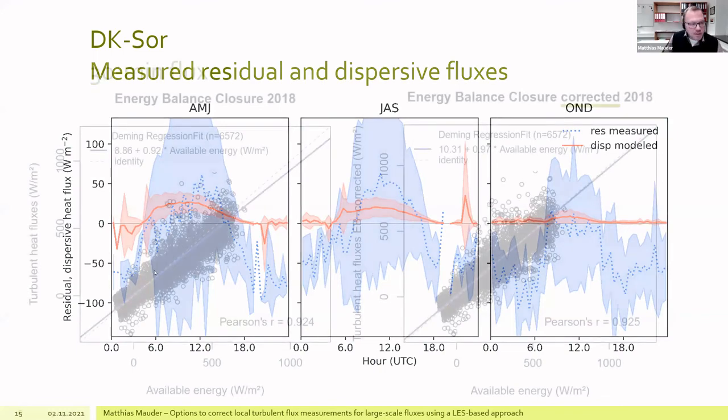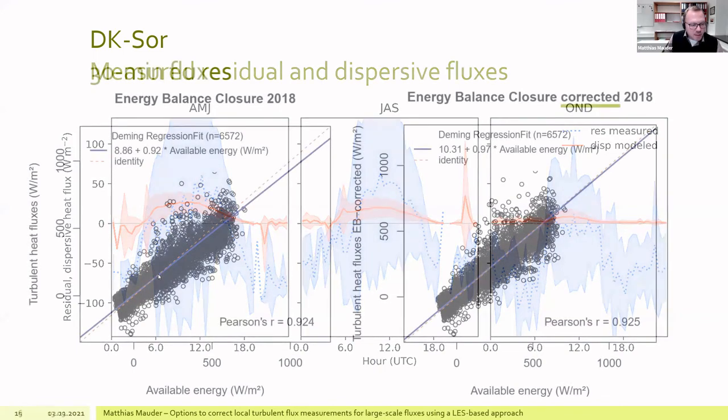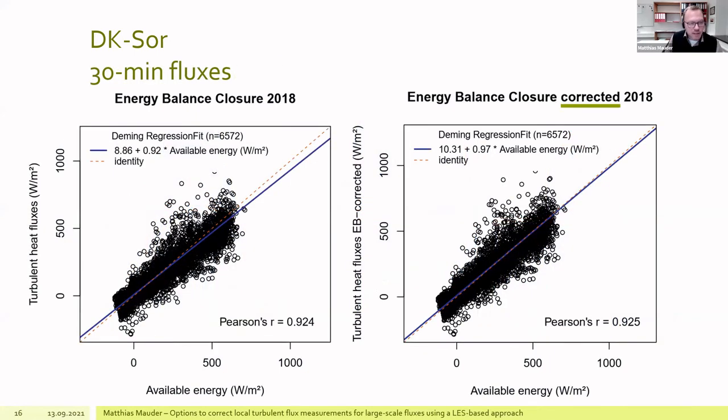Now, these are the typical eddy covariance energy balance closure plots for this site in Denmark, the beech forest site. What you have to be aware of is that the energy balance closure is actually quite good already for this site. We have a slope of this regression line of 0.92. So it's not too far away from one.